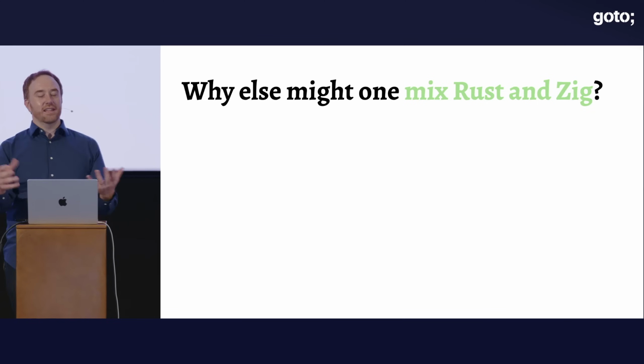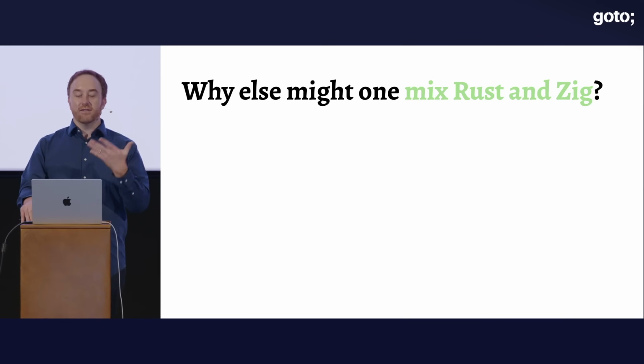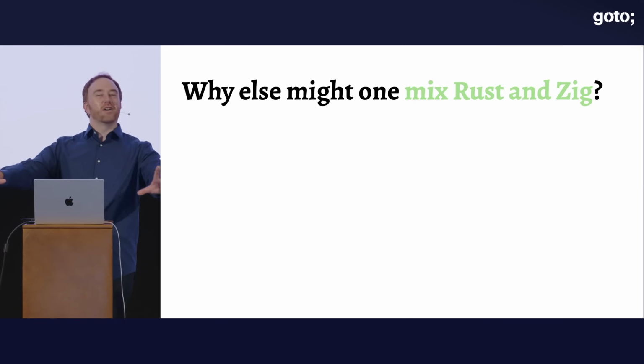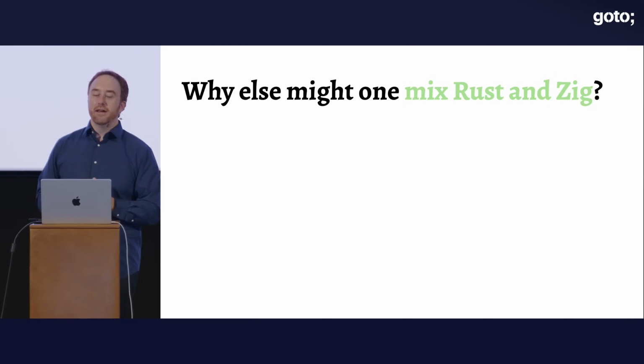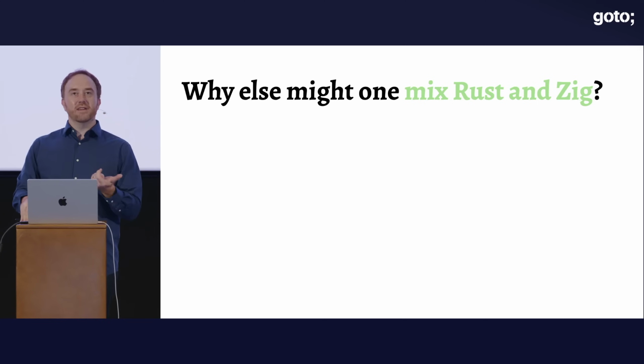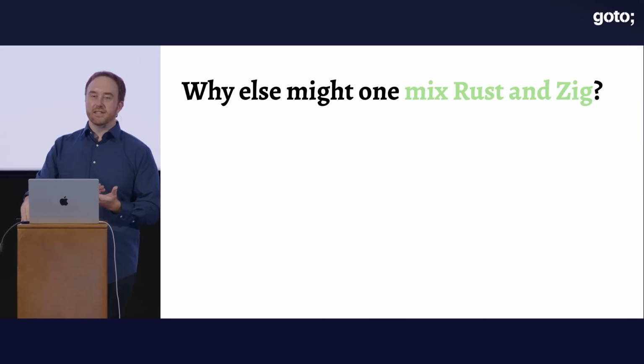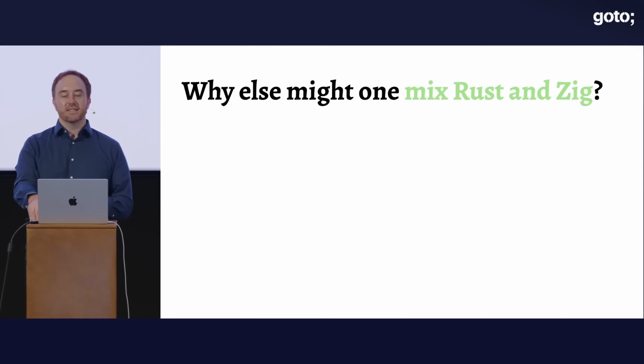So I'm just going to speculate here, with some ideas for why you might consider mixing Rust and Zig. I'm not saying everyone should run out and do it. Probably it's correct that a small minority of projects should be doing it. But I think you should at least be thinking about it, because you never know when opportunities like this are going to come up that actually might make sense for you.